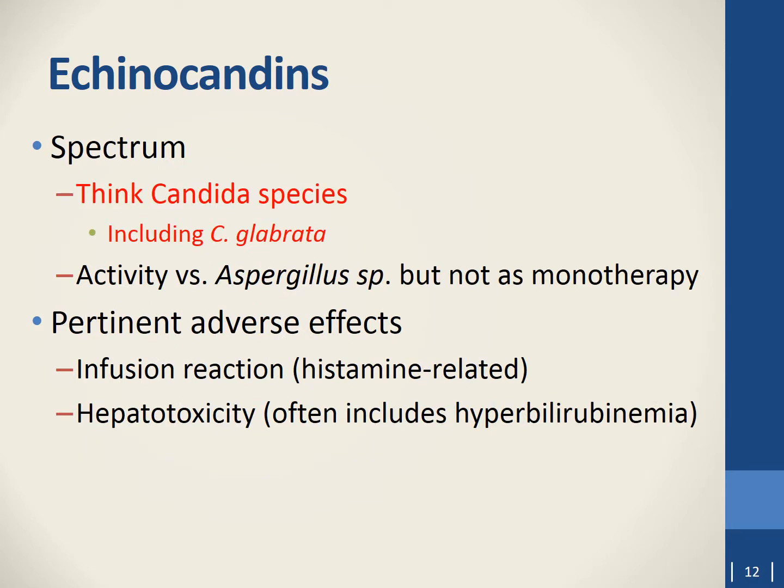As mentioned, think Candida species, including Candida glabrata, for the echinocandins. They do have activity against Aspergillus, but they aren't recommended as monotherapy at this time. We would use them potentially in combination with another agent such as voriconazole or amphotericin if somebody was failing monotherapy or was refractory.